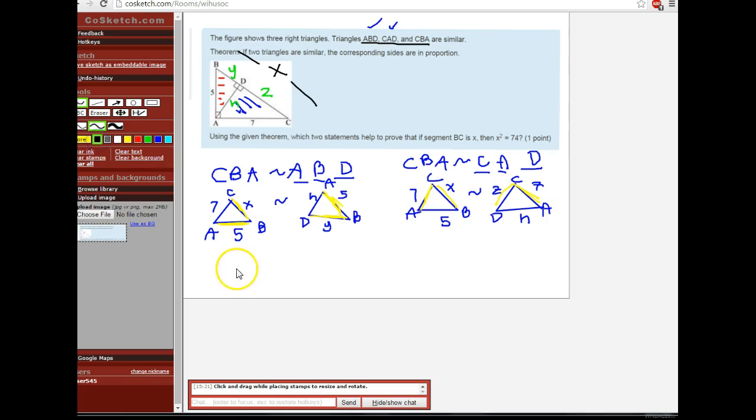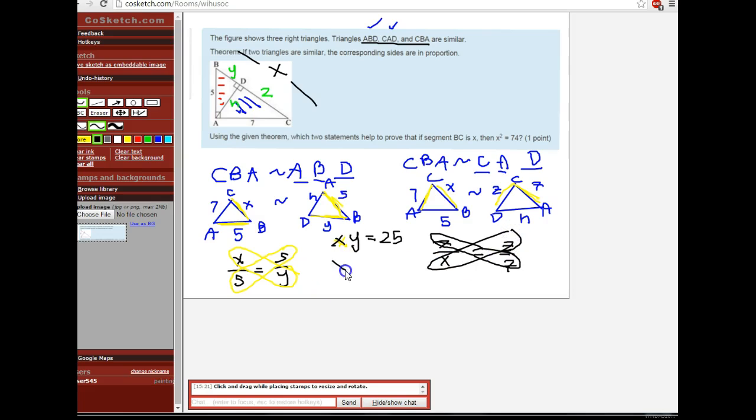Now I'm going to make my ratios. X over 5 is equal to 5 over Y. And 7 over x is equal to z over 7. So cross multiplying, which I love to do, these two multiplied together equals these two multiplied together. So xy is equal to 25. And similarly, these are both 7s, so xz is equal to 49.